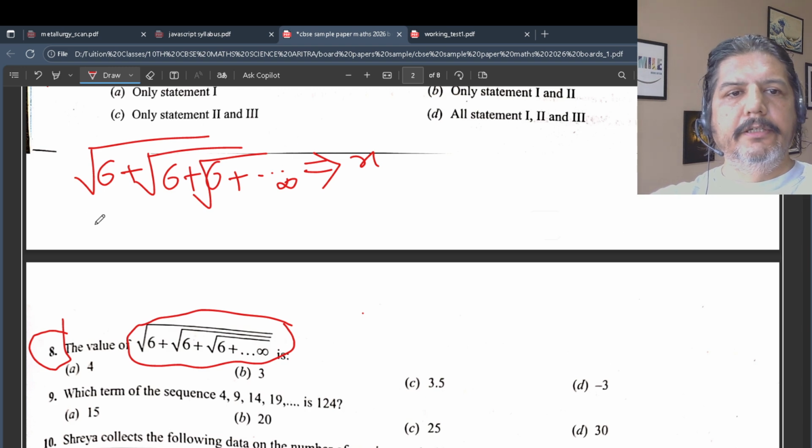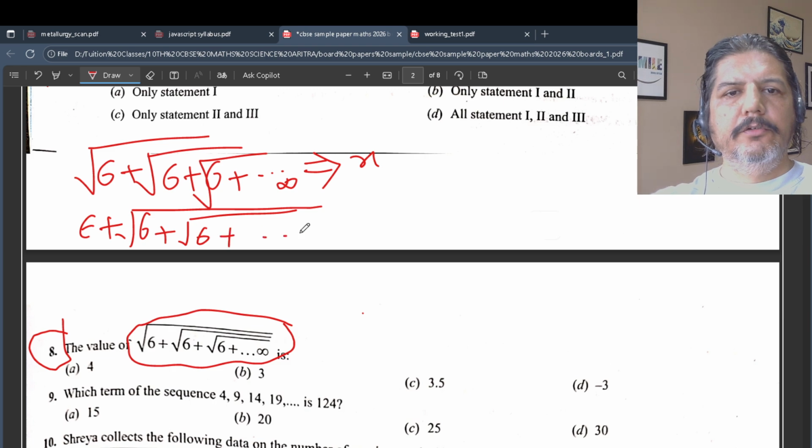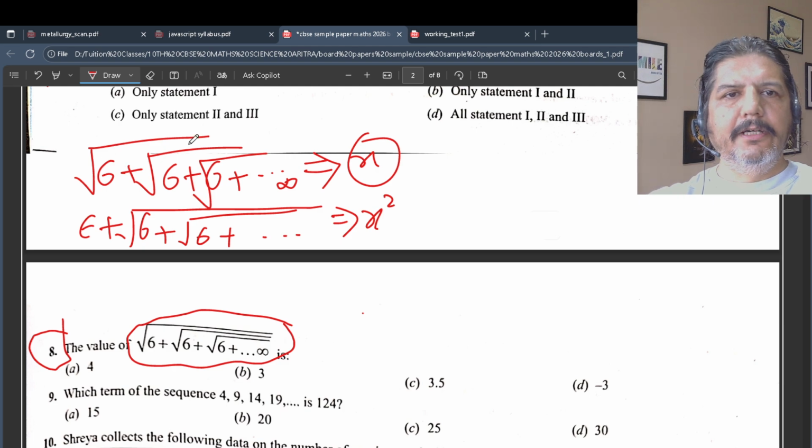If I square both sides, you will understand that 6 plus ... and so on would be equal to x square. Why? This would be x square, that is clear. But if I square the left hand side, this square root will go, and that is what I have done here. First square root has vanished because I have squared both sides.